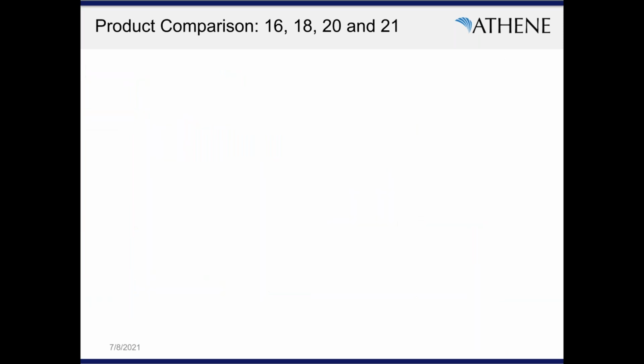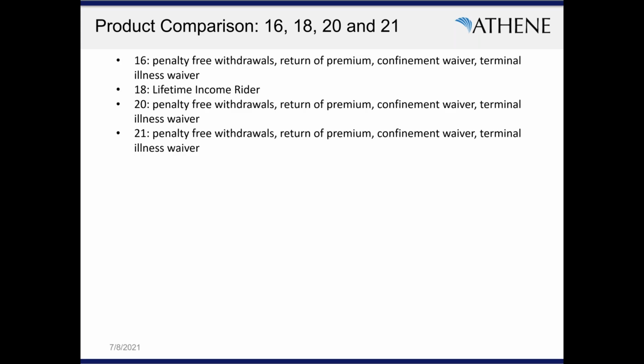So again, product comparison, questions 16, 18, 20, and 21. Question 16 is answered penalty-free withdrawals, return of premium, confinement waiver, terminal illness waiver. Question 18 is answered lifetime income rider. Questions 20 and 21 match question 16 exactly: penalty-free withdrawals, return of premium, confinement waiver, terminal illness waiver. But something is wrong with this answer. What's wrong is that 18 talks about a lifetime income rider, so a lifetime income rider has to be mentioned in 16, 20, and 21. So that's what we're talking about with consistency.